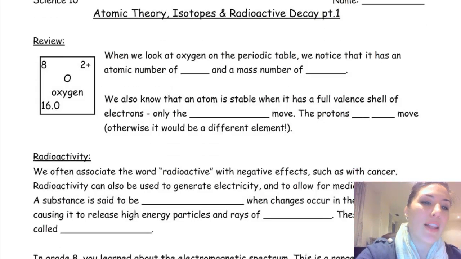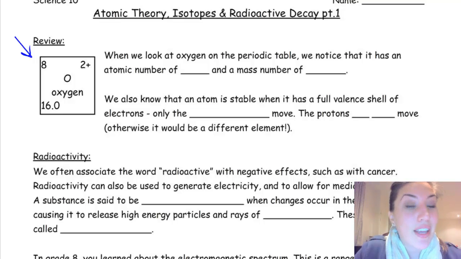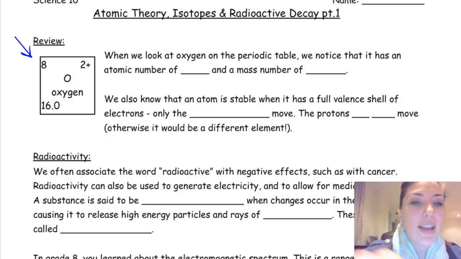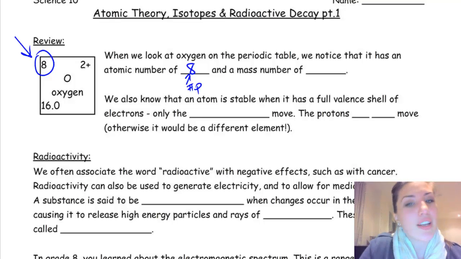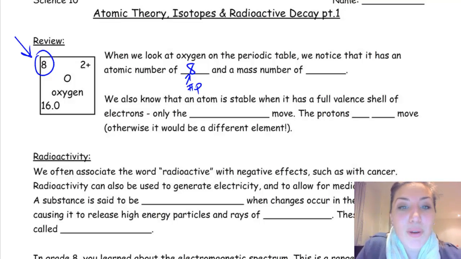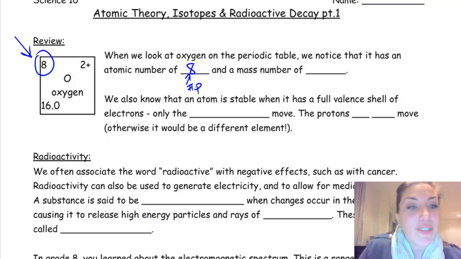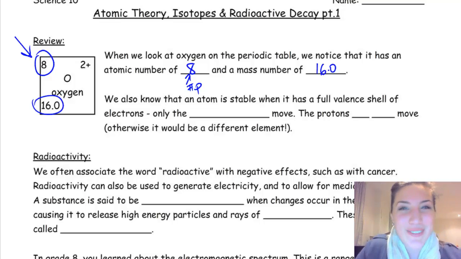Here we have a little box that I have put the element oxygen. And this is how you see it on your periodic table. So when we look at it, we notice that it has an atomic number of 8. That's here at the top. And this is simply the number of protons. If it's a neutral atom, then the number of protons equals the number of electrons. If it's an ion, then the electrons are not the same as the protons. This oxygen also has a mass number of 16.0. Here's the mass number down here. And the mass is simply the number of protons plus the number of neutrons.